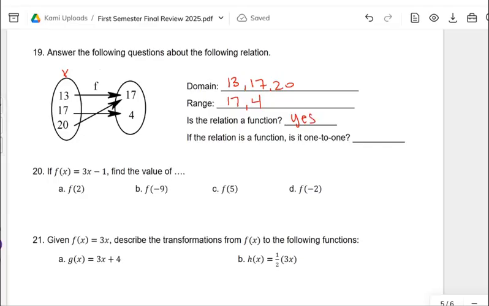If the relation is a function, is it 1 to 1? That would be no, because if you flip it around, 17 goes to both 13 and 20.